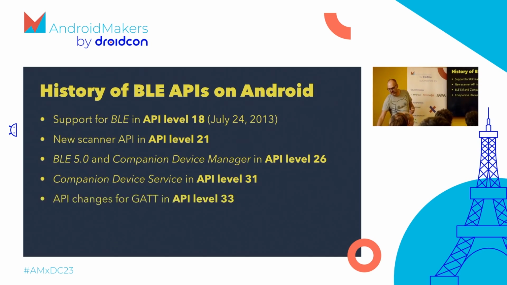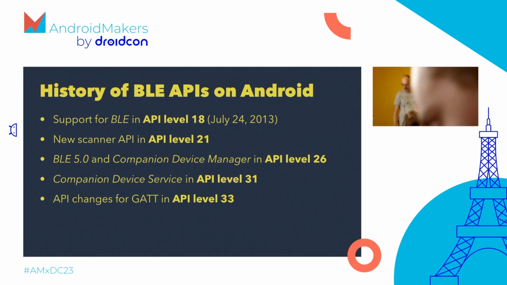And the most important change is that in API level 33, they made some major API changes to how the Bluetooth GATT works, which is really, really important to understand these days, because if you don't, your app will basically stop working on later Android versions. Okay.